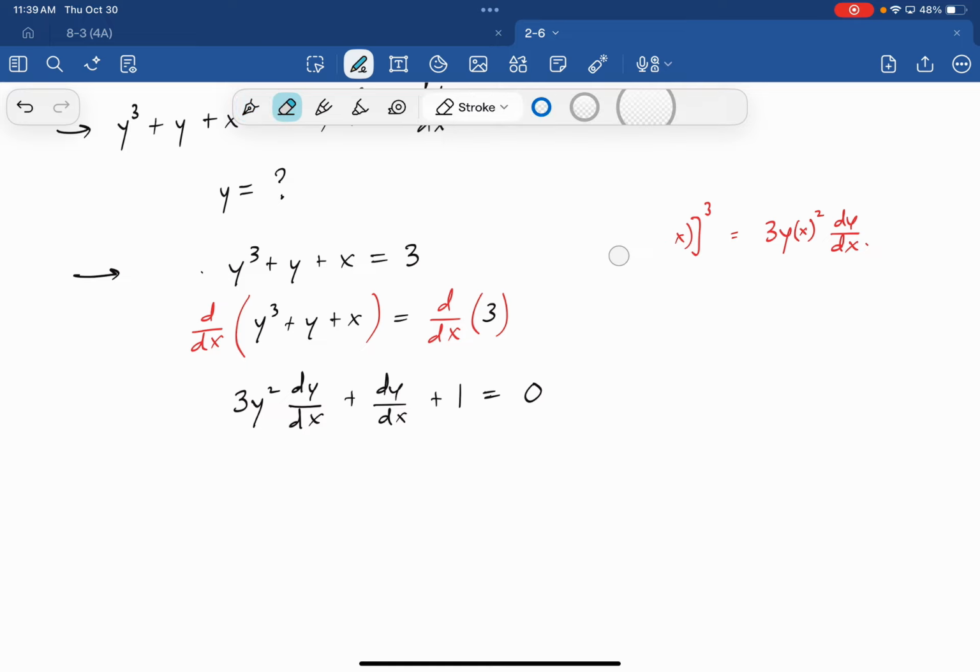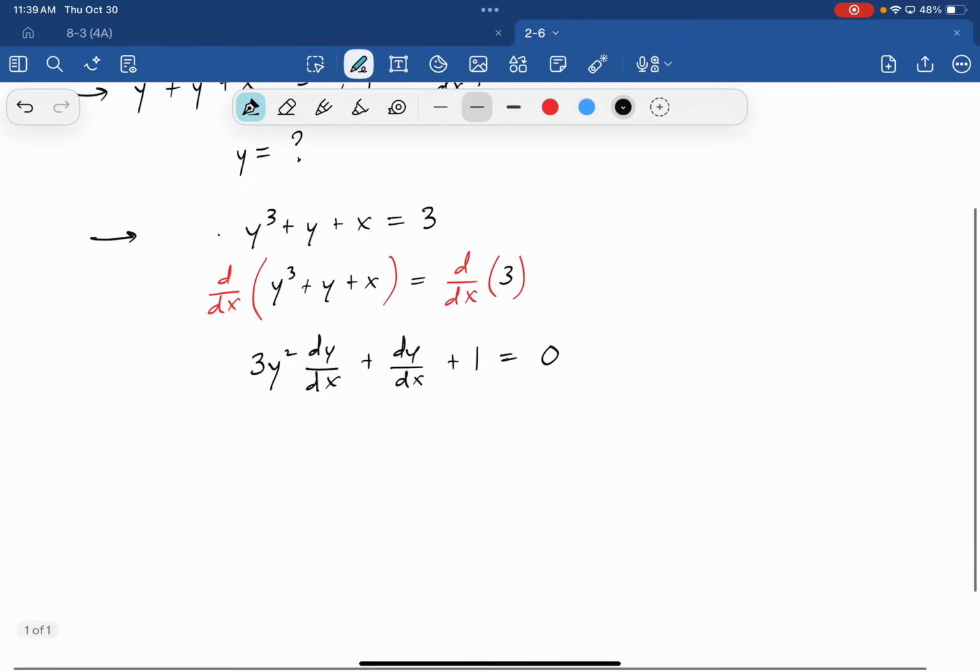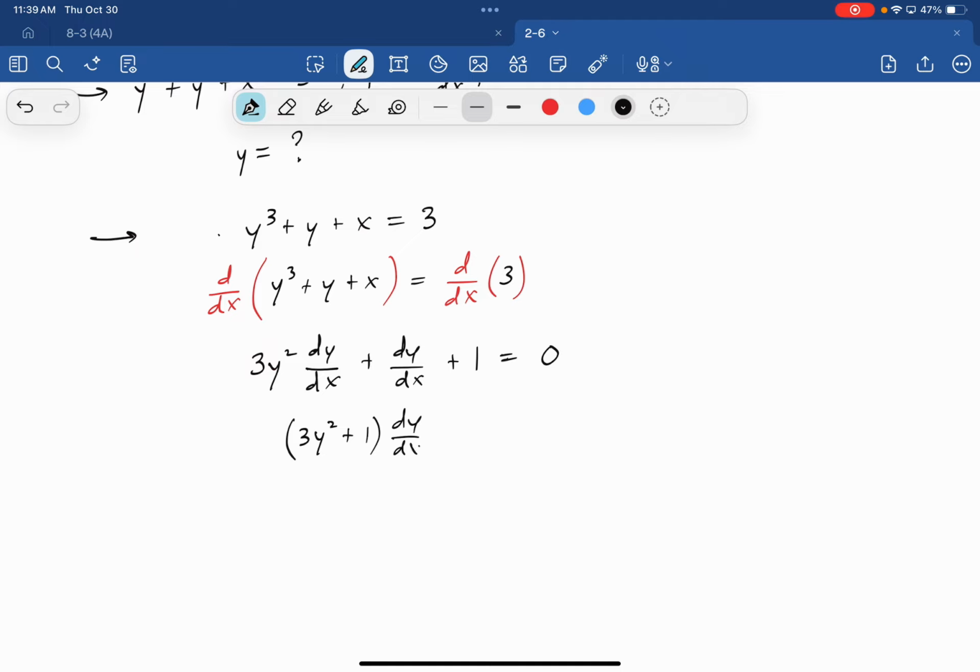Any other questions? Well, the next step is just us trying to isolate dy dx, and we do that just by solving. So how do we do that? We first factor the left side. So factor out the dy dx, and we're left with 3y squared plus 1 times dy dx. And then I'm also going to move the 1 to the other side, so that becomes equal to -1. Okay, and then all I need to do now is isolate dy dx by dividing both sides by 3y squared plus 1. And my answer is -1 over 3y squared plus 1. That would be my answer.